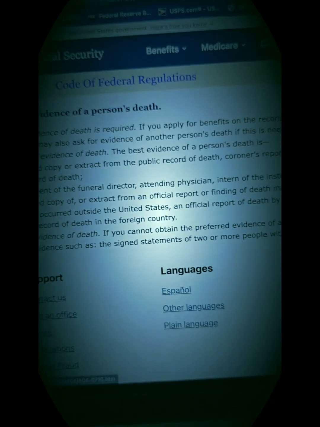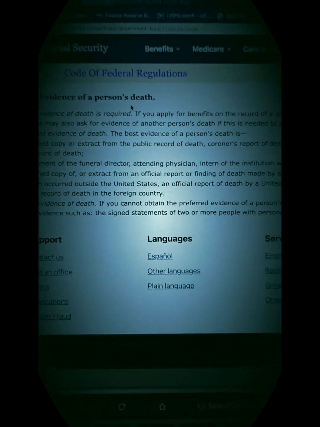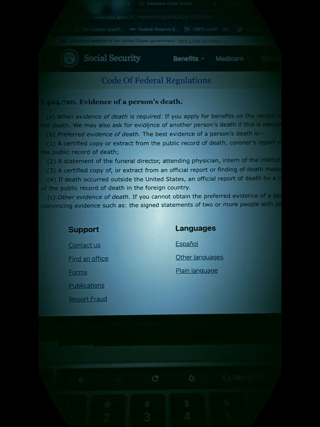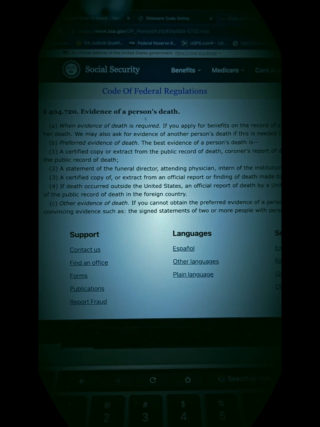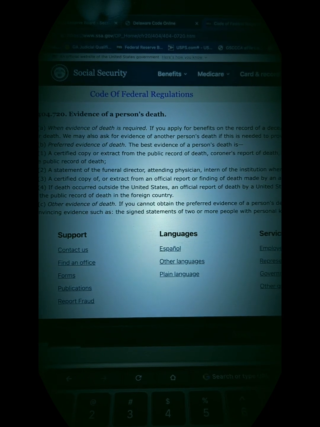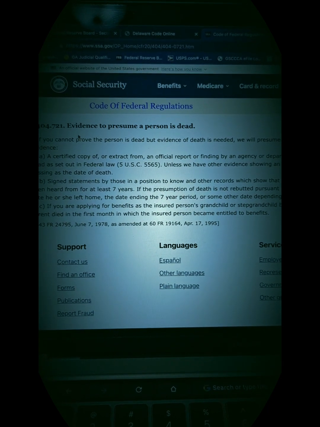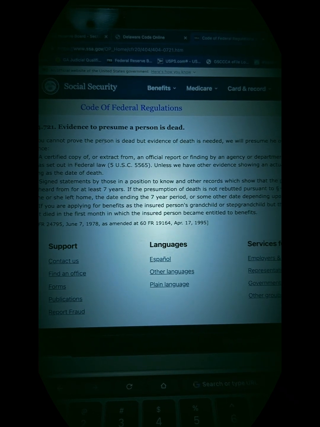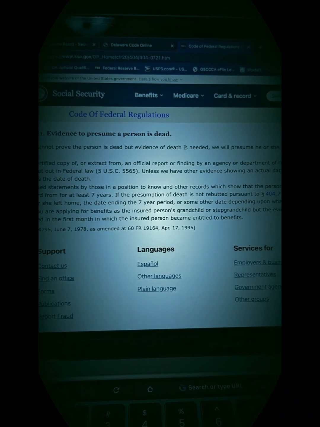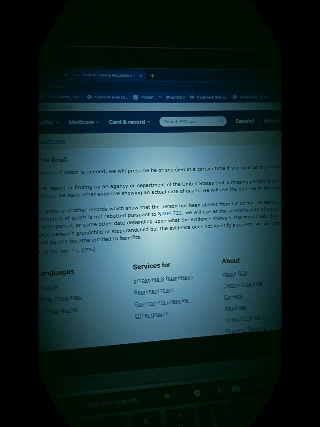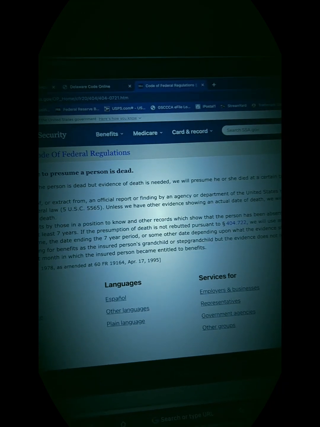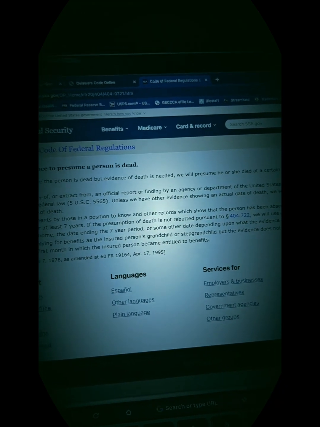Okay, I thought I was just sitting here reading this, showing y'all this. But this is the Social Security Administration right here. They're doing the same damn thing. Let's see. Evidence of a person's death. Evidence to presume a person is dead. If you cannot prove a person is dead, but evidence of death is needed, we will presume he or she died at a certain time if you gave us the following evidence. That's not what I'm talking about. Well, I'm going to read it anyway.